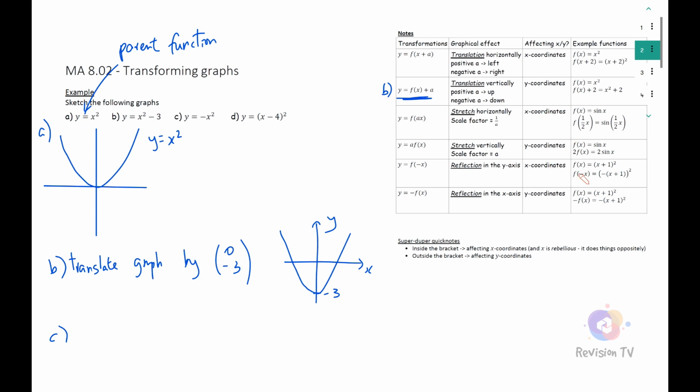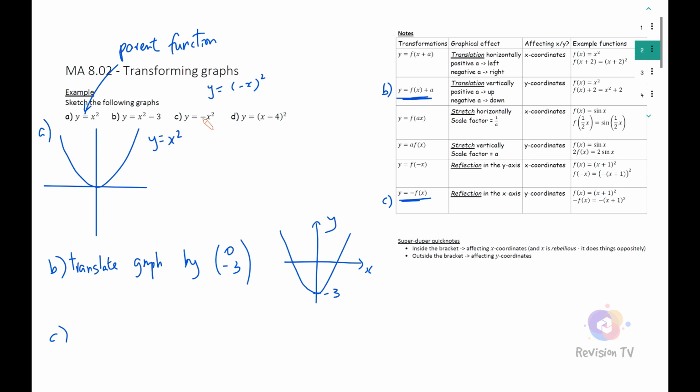Now, where is the negative? Is the negative inside or outside? Well, this is outside. If it's inside, it will become minus x squared like this, which is the same as x squared. So the minus doesn't do anything. Anyway, if the minus is inside, it will be like this. So therefore, in part C, the negative is on the outside. If the negative is on the outside, this is the one they're talking about.